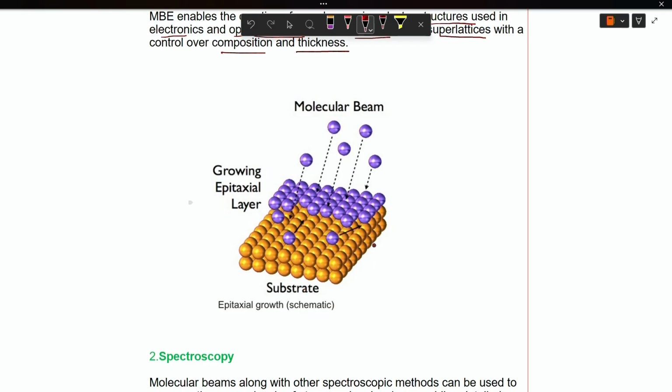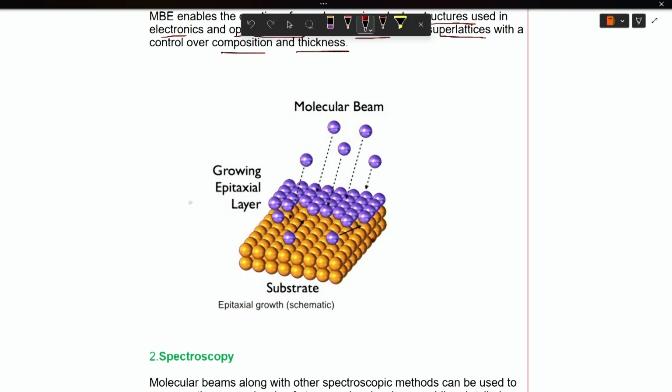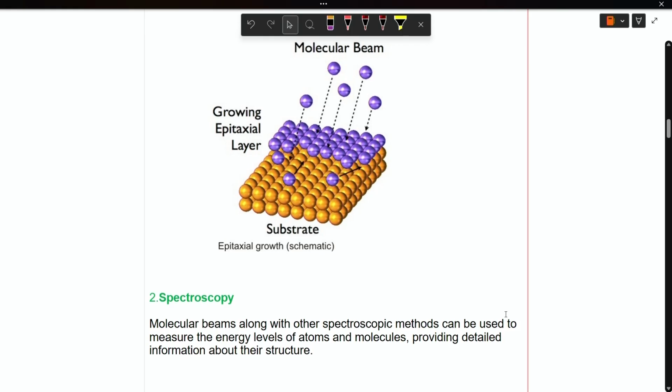See, there is a substrate. This is one set of molecular beams which has already been placed, and over that again we are giving the molecular beams, and then we are controlling the thickness and types of molecules to be added along the layers. This is epitaxial growth, which is a schematic representation. Of course, because we know that molecules are not visible to our naked eyes.